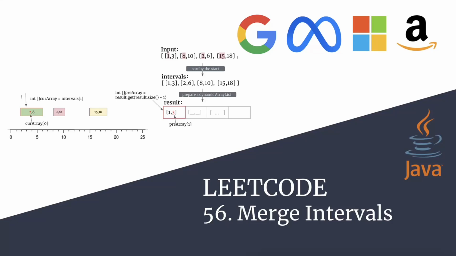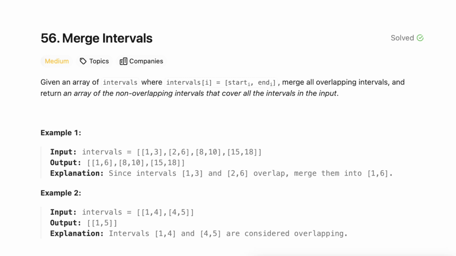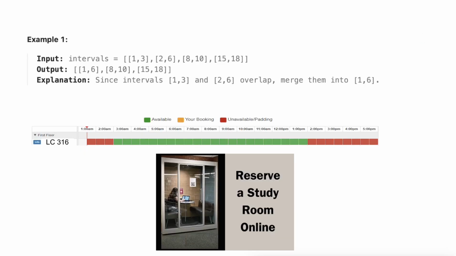Today we will talk about LeetCode 15.6, merge intervals. The question is, we're given an array of intervals, each with a start and end value. We can think of an interval like a reserved time slot for a studying room. For each of the intervals, we want to merge all overlapping intervals. The result will be a new array of merged intervals.